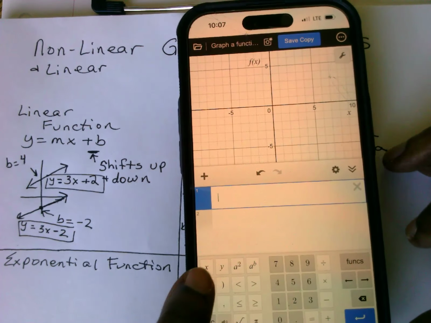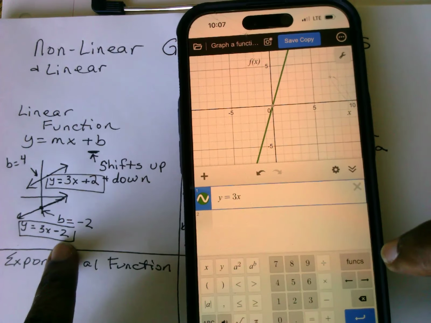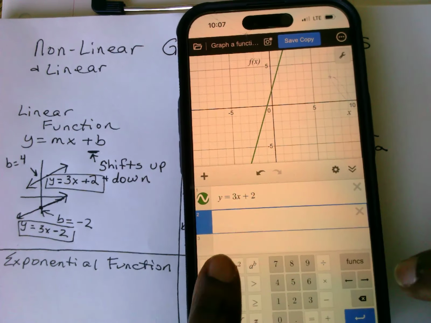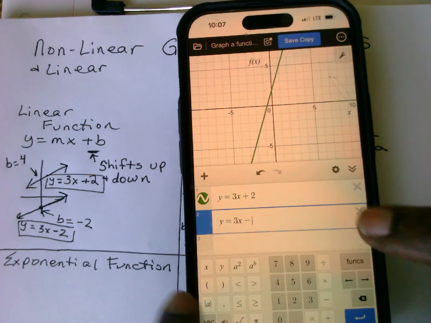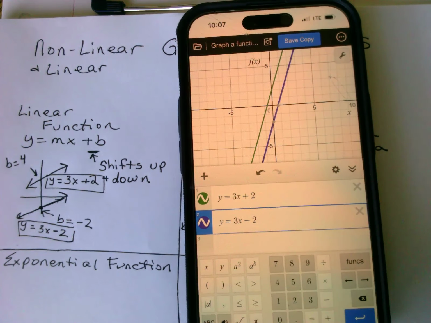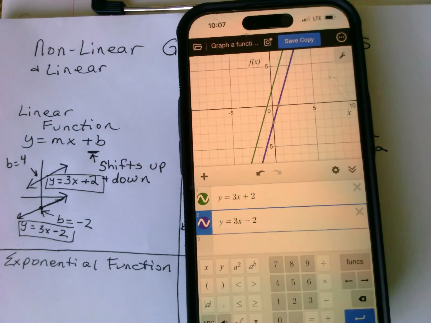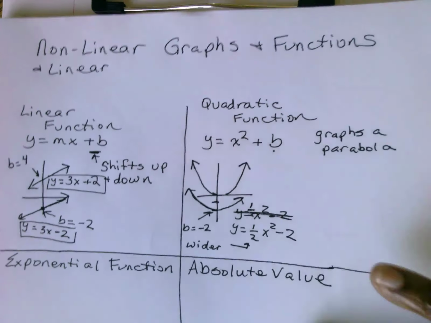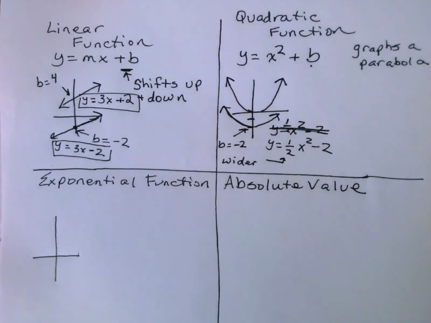So the first equation is y equals 3x plus 2. The second equation is y equals 3x minus 2. So it just shifts the graphs up and down. All right, let's move on to see what an exponential function looks like. All right, so we're going to draw a little coordinate plane here. And we're going to talk about exponential functions.